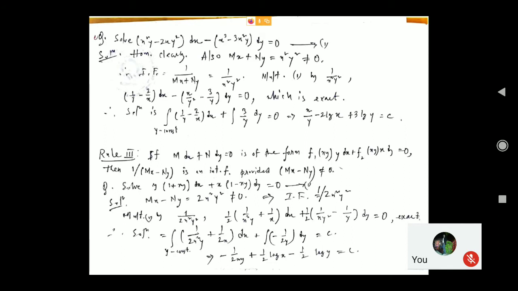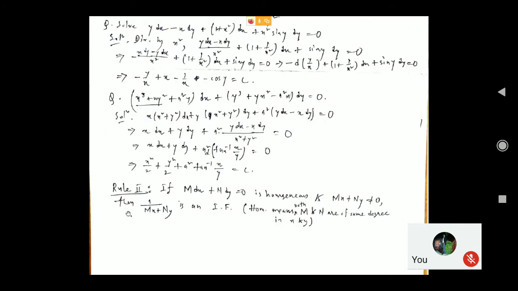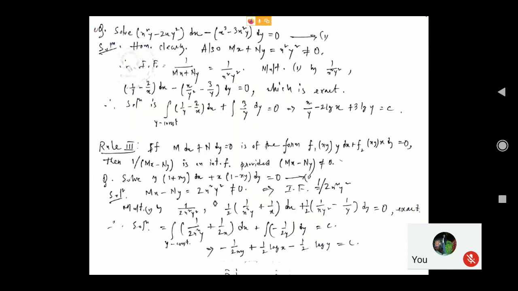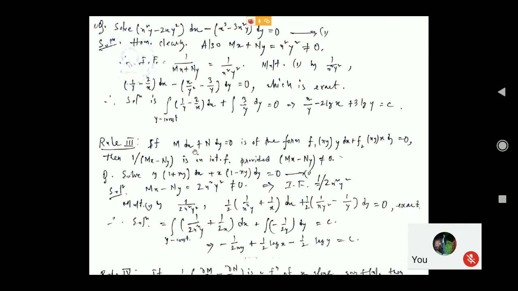Second rule is this. When it is homogeneous, mx plus ny is homogeneous, then this becomes an integrating factor. That is rule 2.